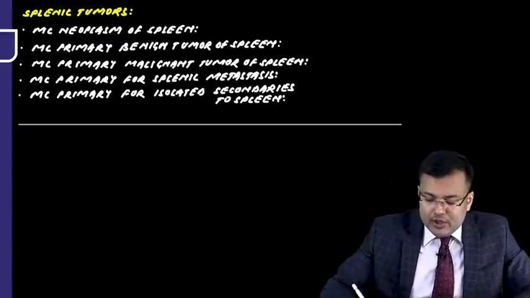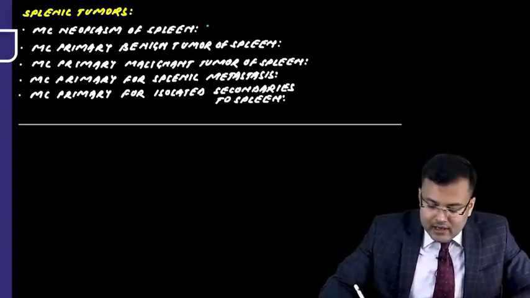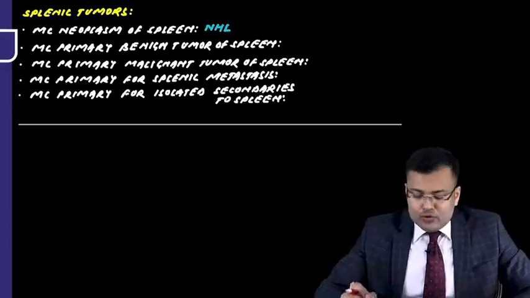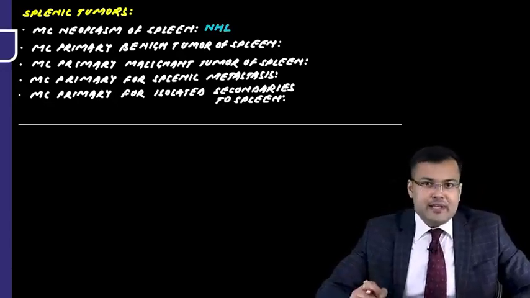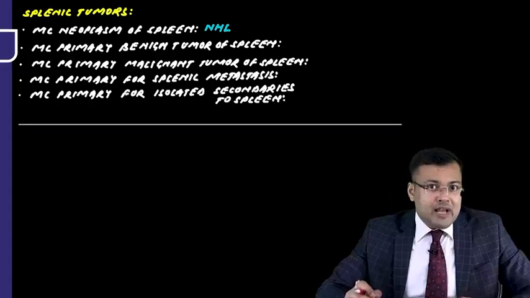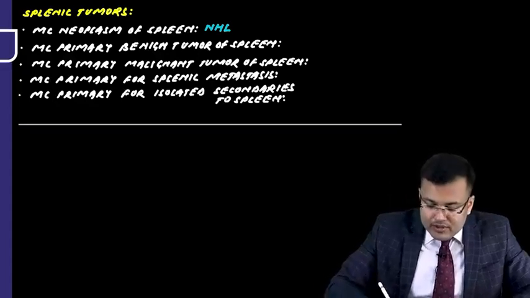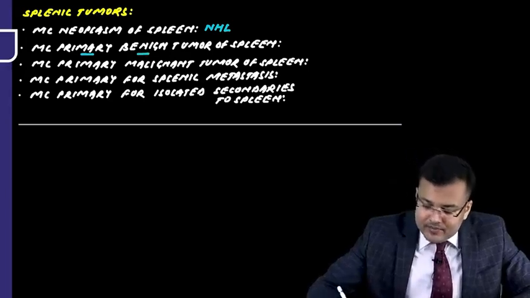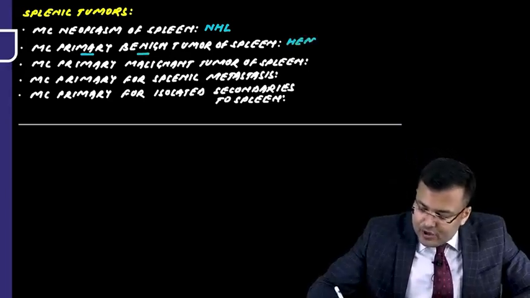Now see the splenic tumors. What is the most common neoplasm of spleen? That is lymphoma. And which lymphoma? This is non-Hodgkin's lymphoma. What is the most common primary benign tumor of spleen? You know, spleen is the blood bank of the body. So the most common primary benign tumor of spleen is hemangioma.